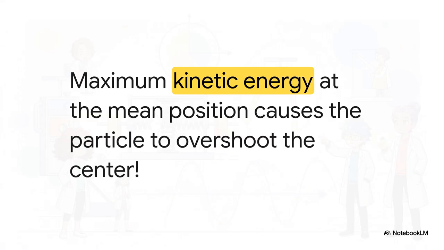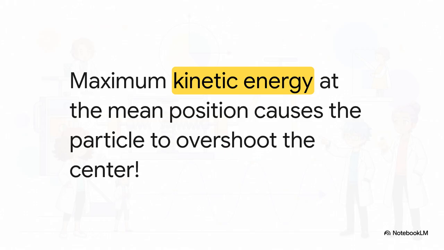What happens next? The restoring force pulls the particle back to the center, right? But by the time it reaches that center line, its kinetic energy is totally maxed out. It is moving way too fast to just politely stop in the middle. Because of the inertia from all that kinetic energy, the particle overshoots the mean position entirely.